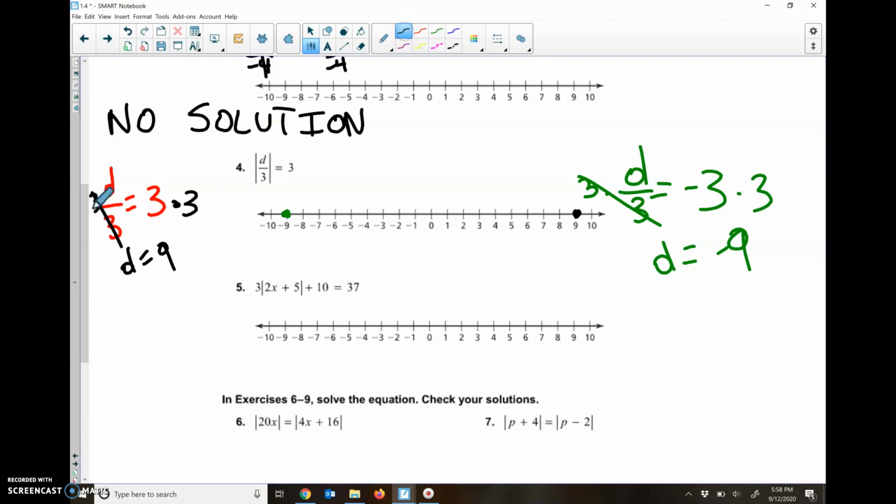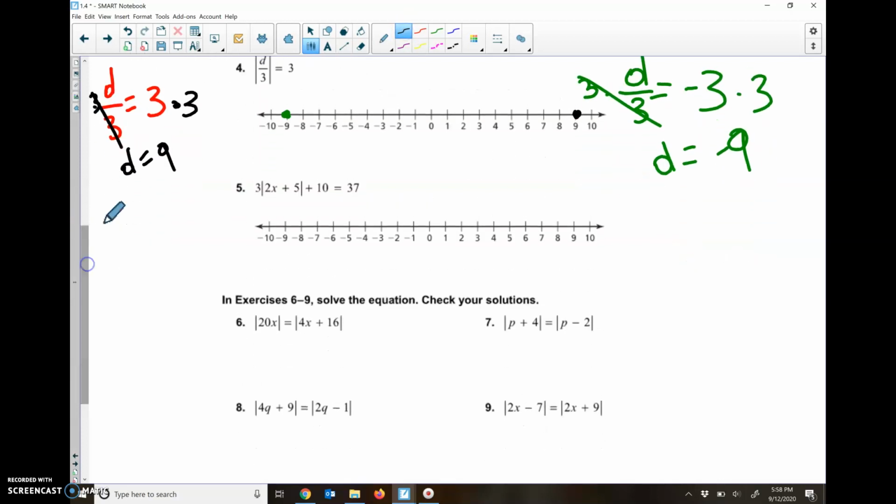All right, 5 looks a little more complicated. Again, remember I said our first step is to get the absolute value by itself. Well, 2x plus 5 is in the absolute value bars, but I've got this 3 hanging around here. I've got this 10 hanging around here. So I've got to get rid of those before I can set up my two equations here. Okay, so I have plus 10 here. So I'm going to minus 10.